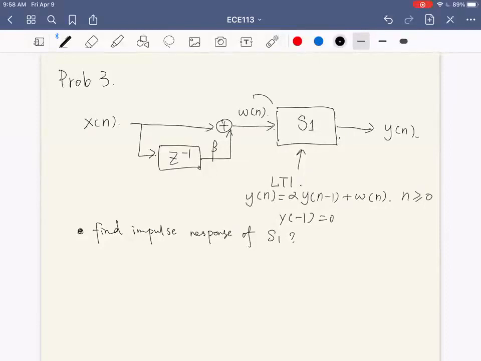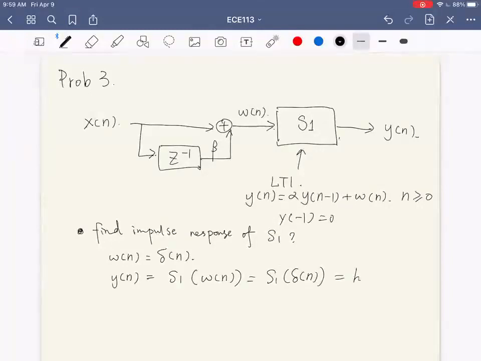We notice that the input to the S1 system consists of 2 components. The first component is x of n. The second component is a delay of x of n times beta, right? But we are asked to calculate the impulse response. So for impulse response, the input is an impulse. So we don't need to worry about the x of n here. We just need to worry about w of n. So w of n is an impulse, and then we want to get y of n, right? So this is basically h of n of system 1.